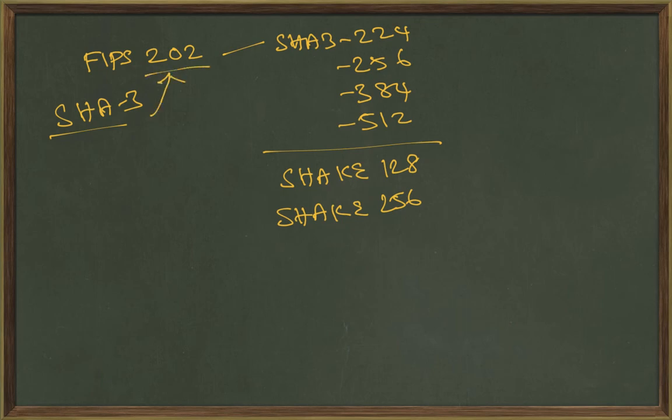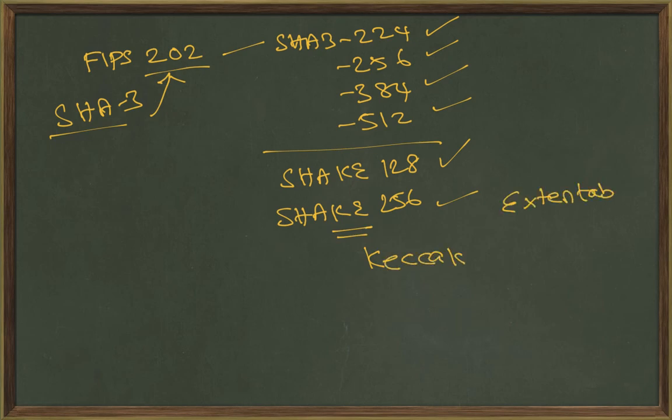It contains, similar to SHA-2 algorithm, 4 variations: SHA-3 224, 256, 384 and 512. Apart from this, it also contains 2 special things called SHAKE128 and SHAKE256. The SHAKE is nothing but SHA with Keccak. It is called Extendable Output Function. In short, it is usually called XOF. Extendable Output Function.